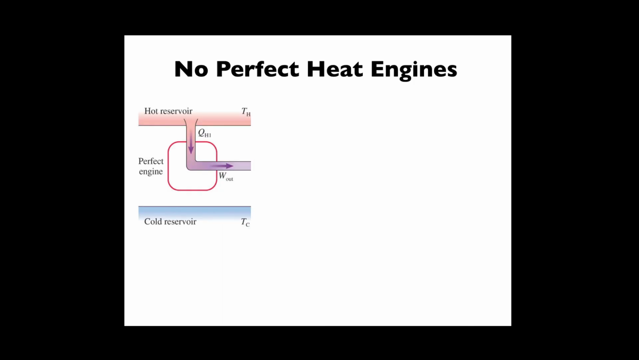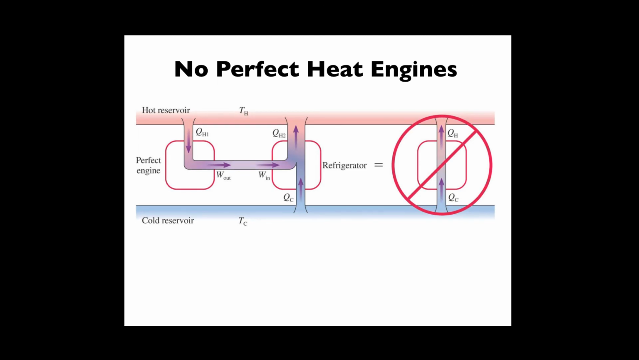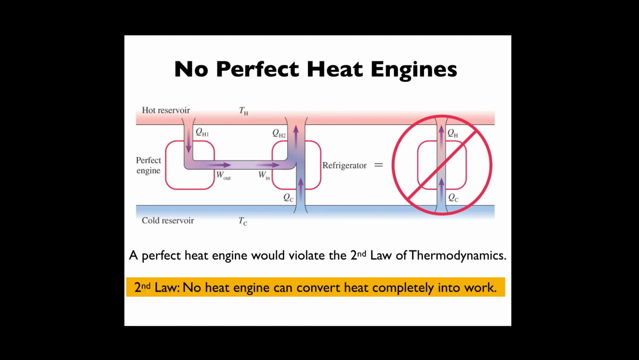All right. So let's talk second law of thermodynamics. One statement of the second law of thermodynamics is there's no such thing as a perfect heat engine, because a perfect heat engine would violate the second law of thermodynamics, okay? So no heat engine can ever convert heat completely into work. There's always some waste. There's always something in the QC, all right? So if we can't get 100% efficiency, how good can we get?